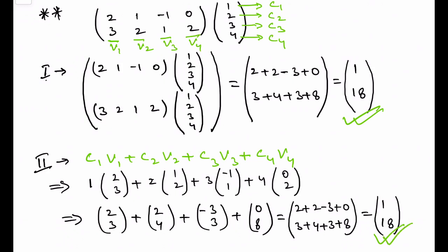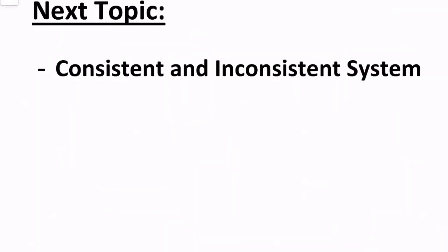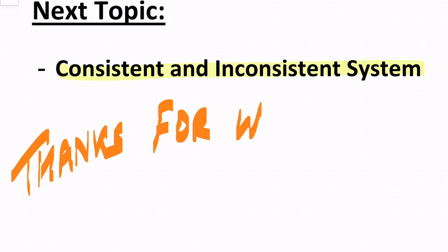So if we multiply a matrix A with a column matrix, then we will get the same result in both ways. Our next topic is consistent and inconsistent systems. Thanks for watching.